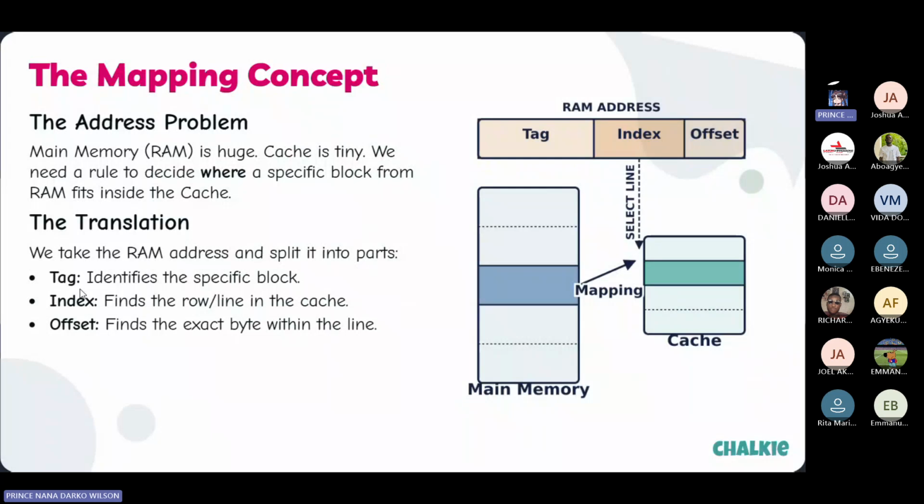But for now, the tag, the index, and the offset. The tag identifies the specific block, whereas the index finds the row or the line inside the cache where the data is going to be stored, and then the offset finds the exact bytes within the line for the data holding.